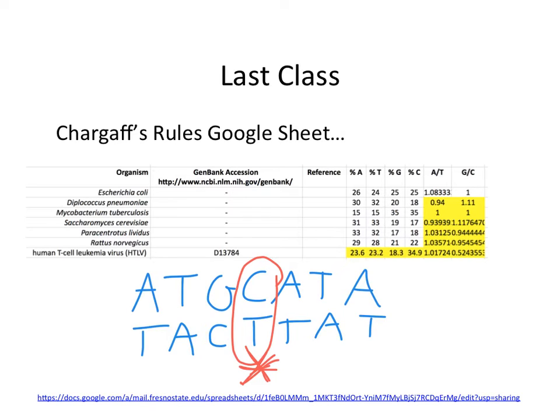Okay, so the question is, when we look at Diplococcus pneumoniae, it's got 20% G, 18% C. The question essentially is, is that a big deal? It's 2% difference. So, quick critical thinking discussion. Is it percentages that we're really interested in, or is it some other measurement of the number of G's and C's? Which would be better, to actually have a count of this many G's and this many C's in the genome, or a percentage?